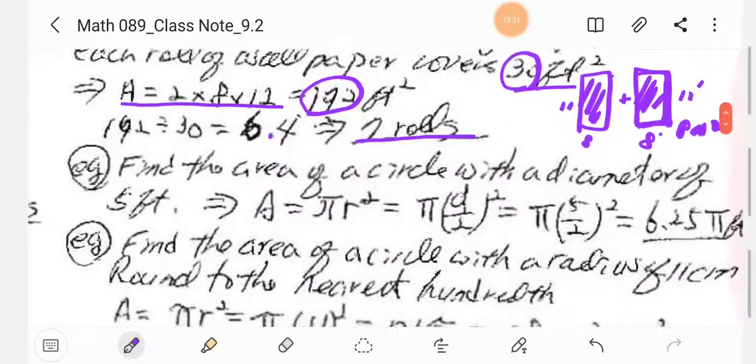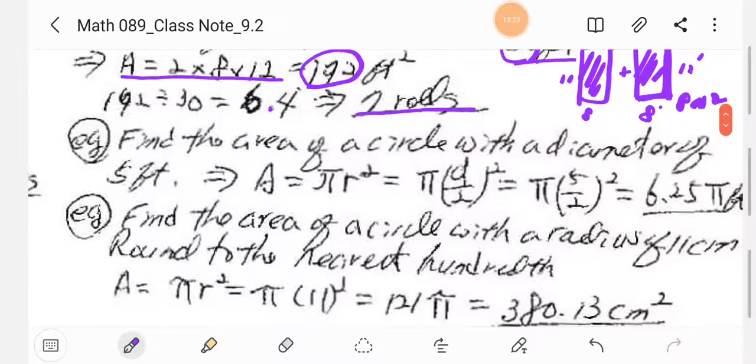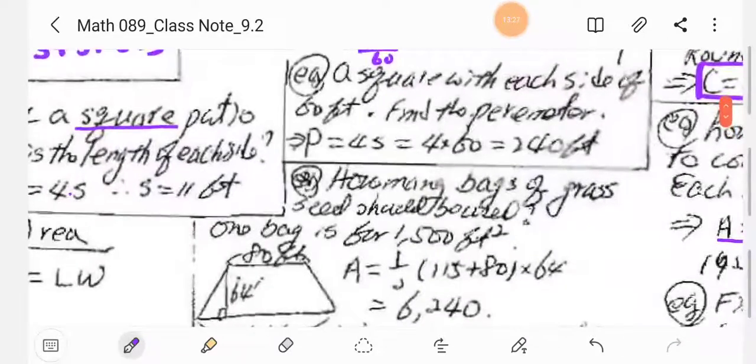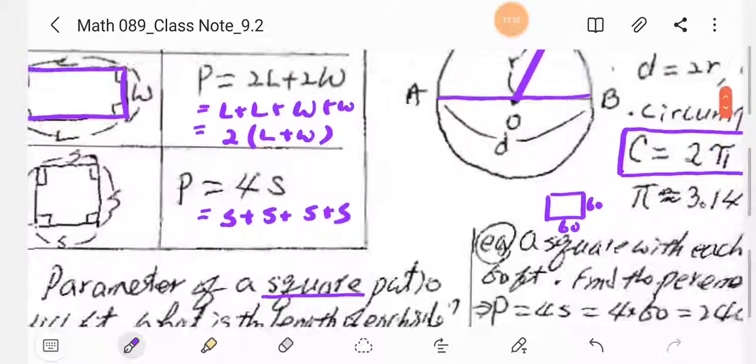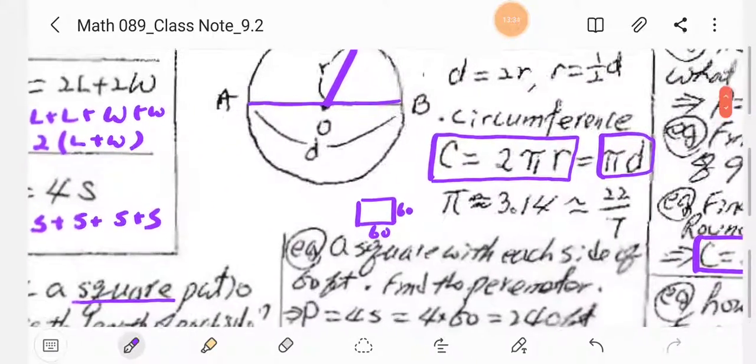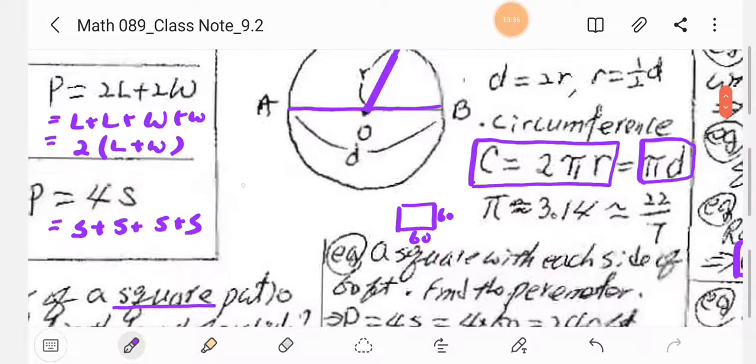Okay, next. Find the area of a circle. The area of a circle is pi r squared. I think we didn't do the area of a circle. Okay, area of a circle is pi r squared. Okay, don't forget this. The area of a circle is pi r squared.